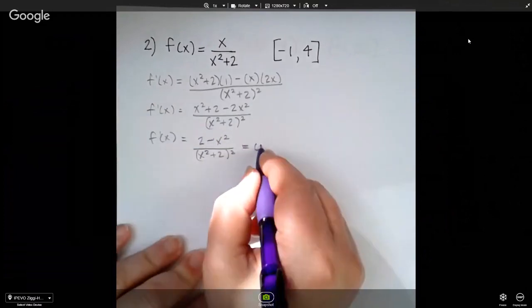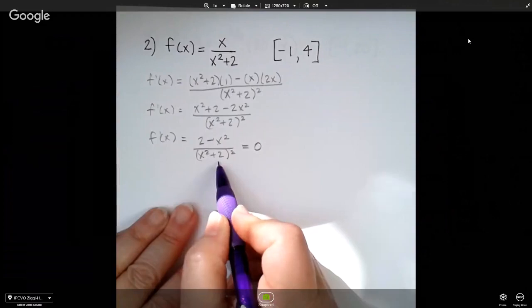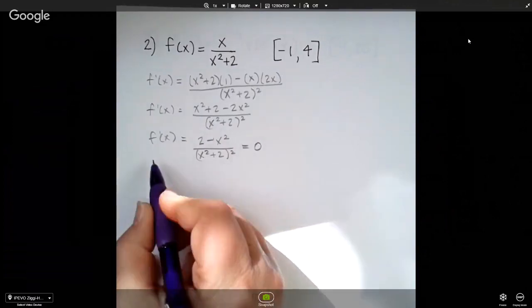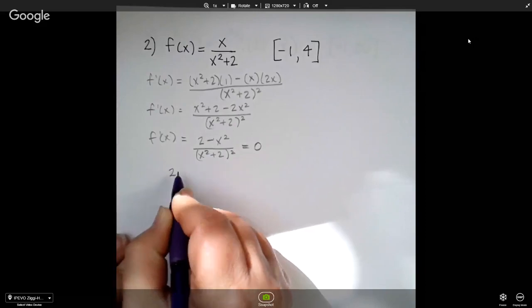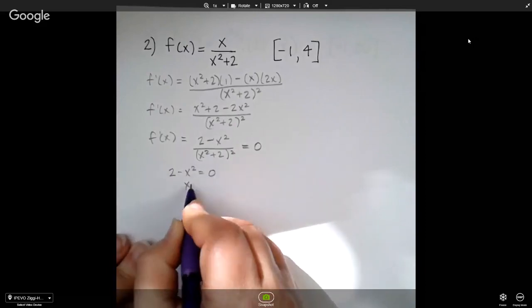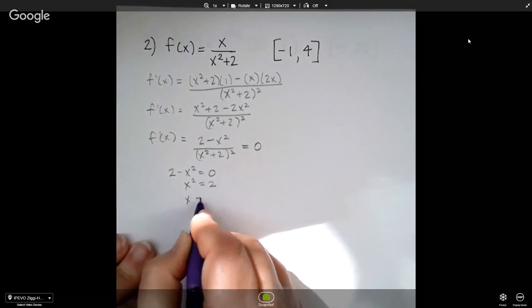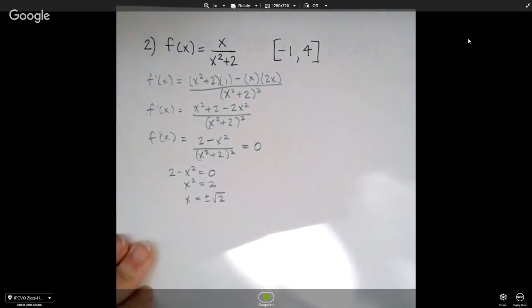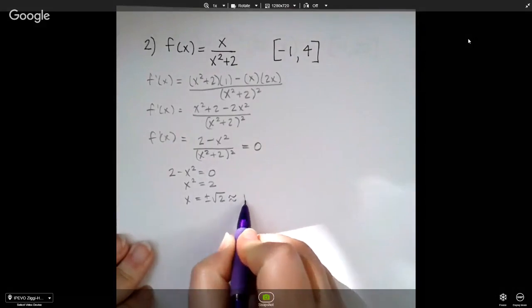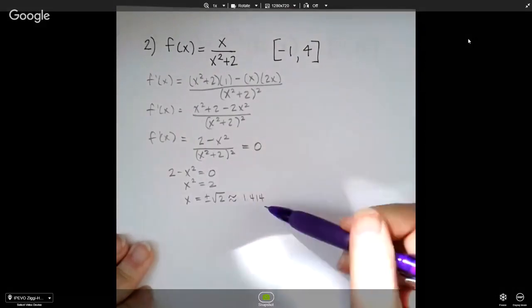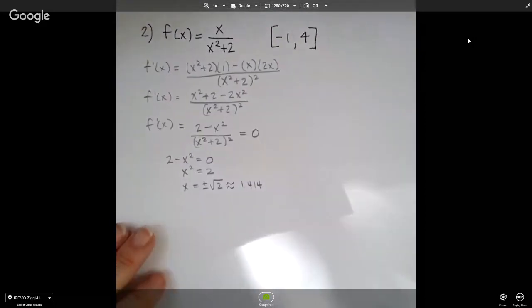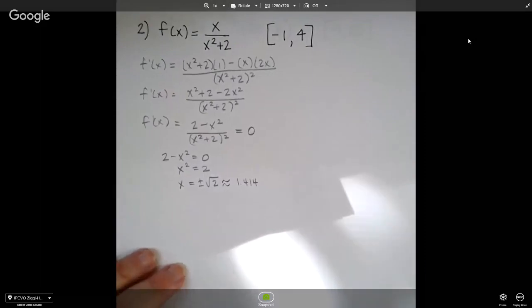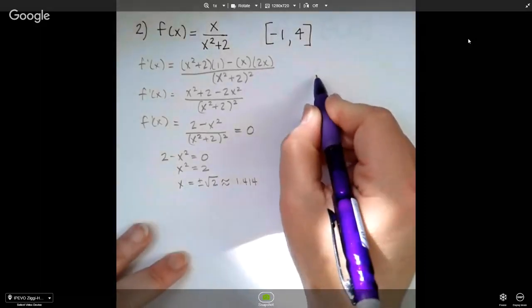And now we're going to set it equal to 0. Well, the denominator, as we spoke about a moment ago, will never equal 0. So then we're going to set the numerator equal to 0, which will be 2 minus x squared equals 0, x squared equals 2, x equals plus or minus root 2. And root 2 is about 1.414. So the negative one's not going to be in the interval. So lucky for us, we are going to just do a chart. I'm going to do it over here so that we can keep it all on the same screen.